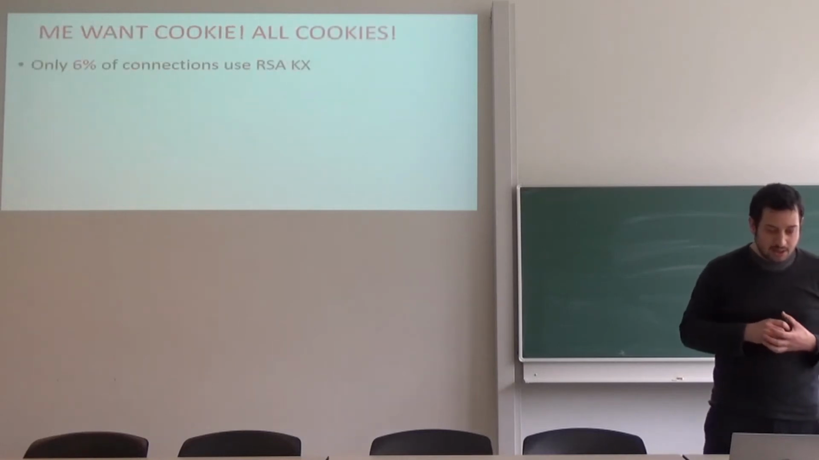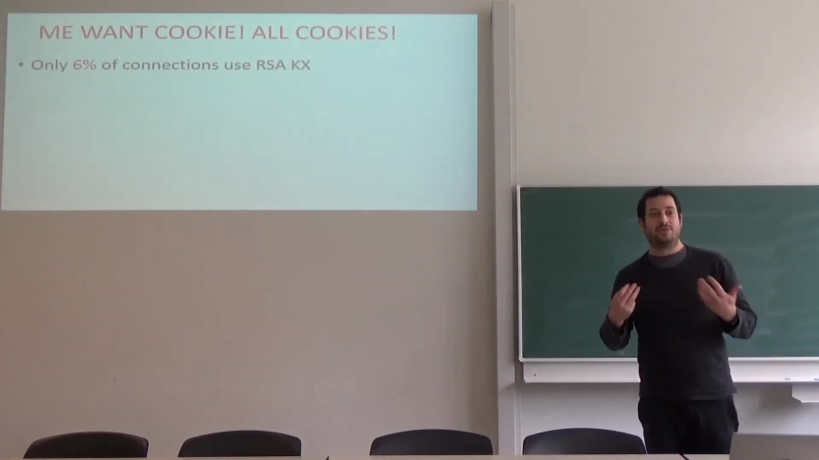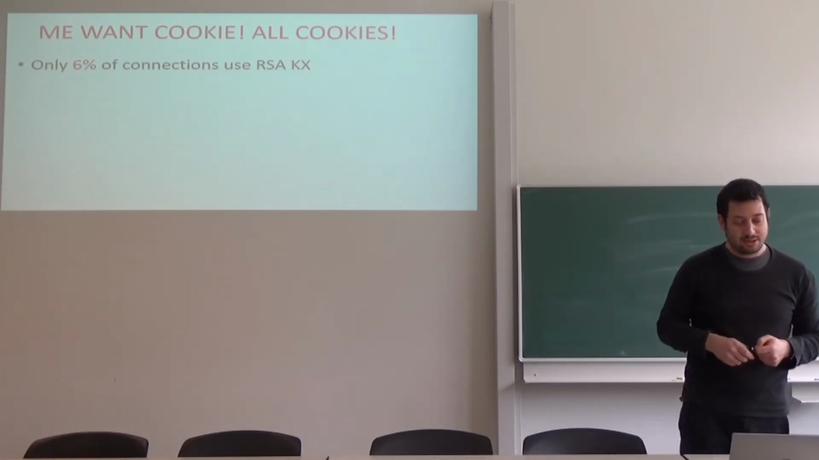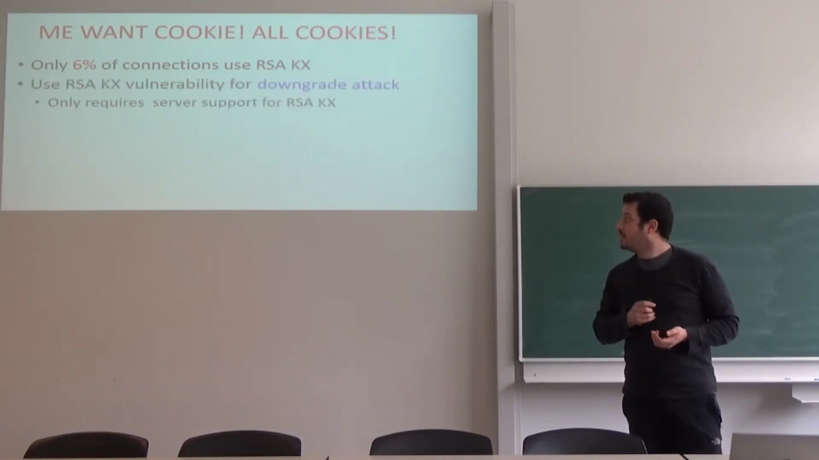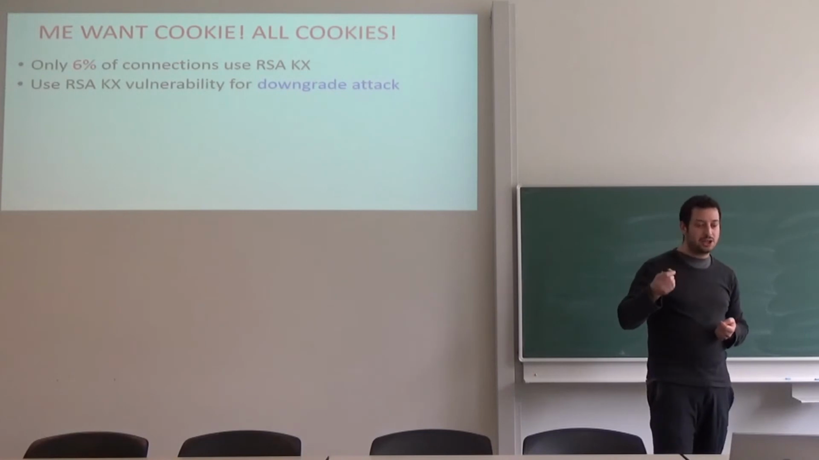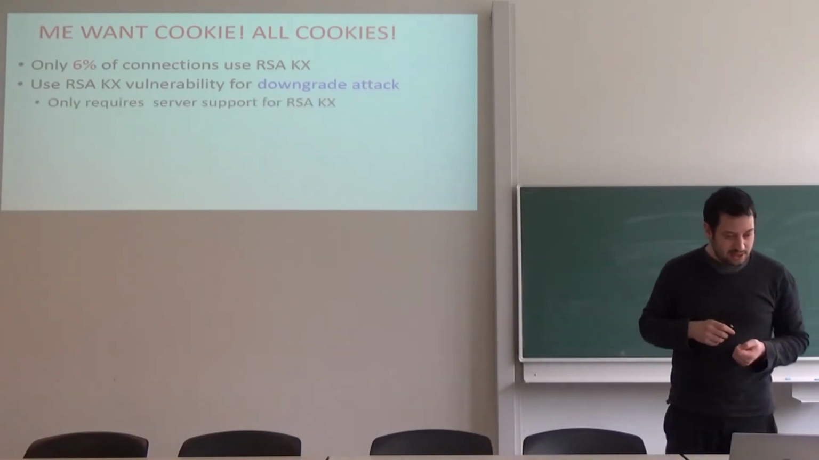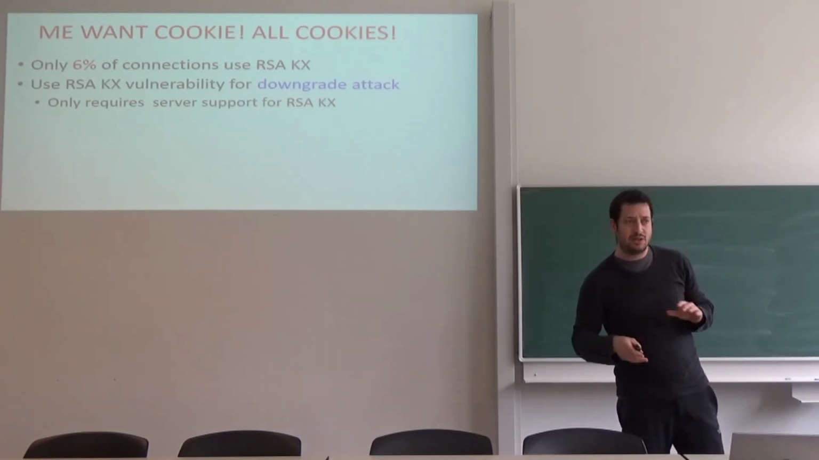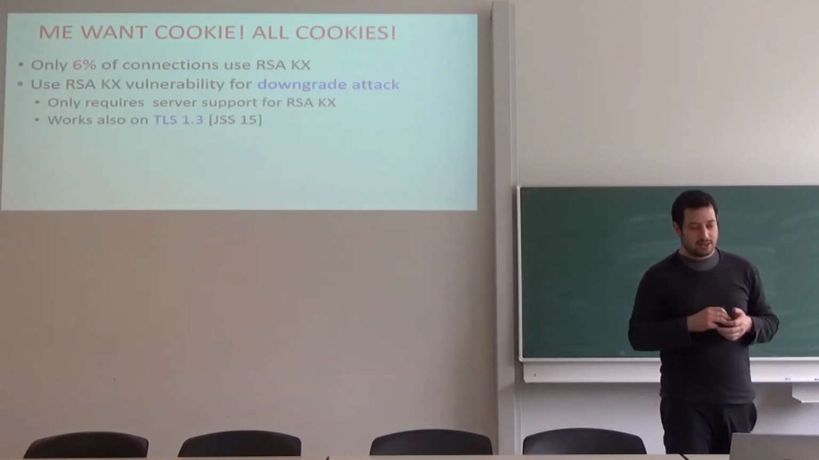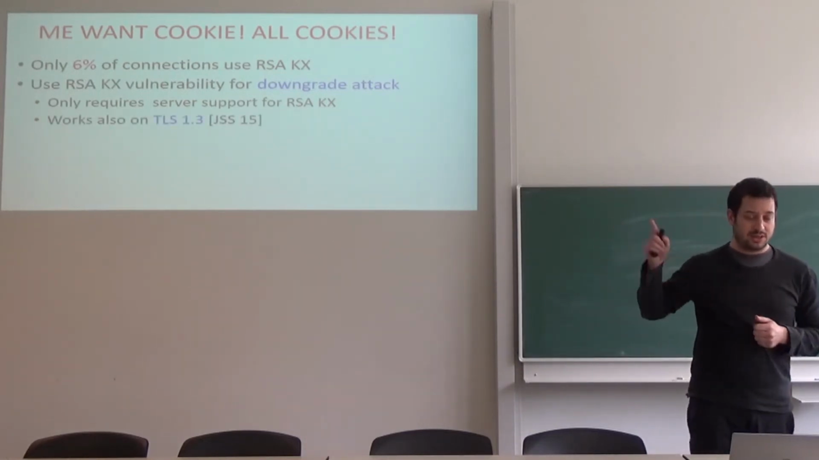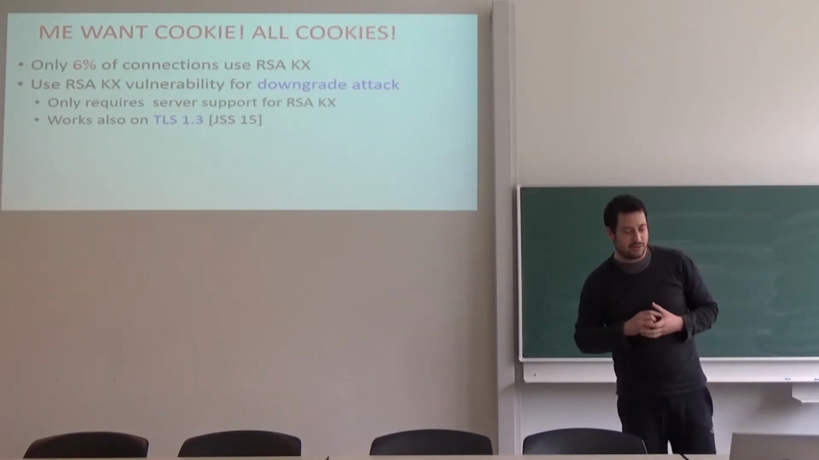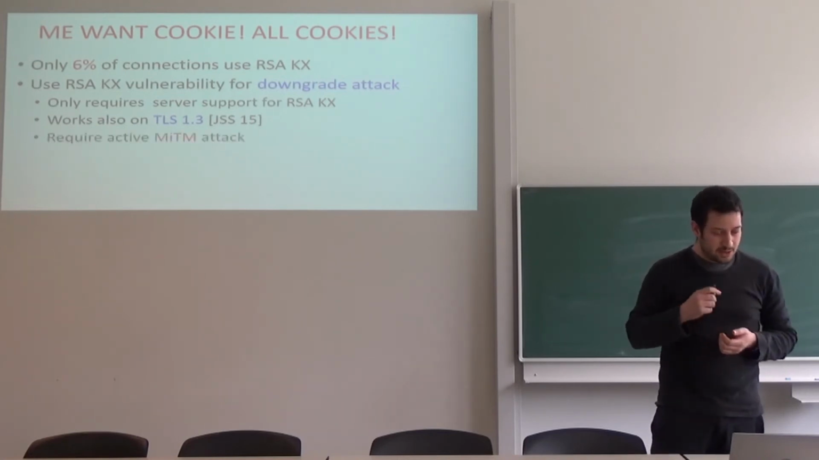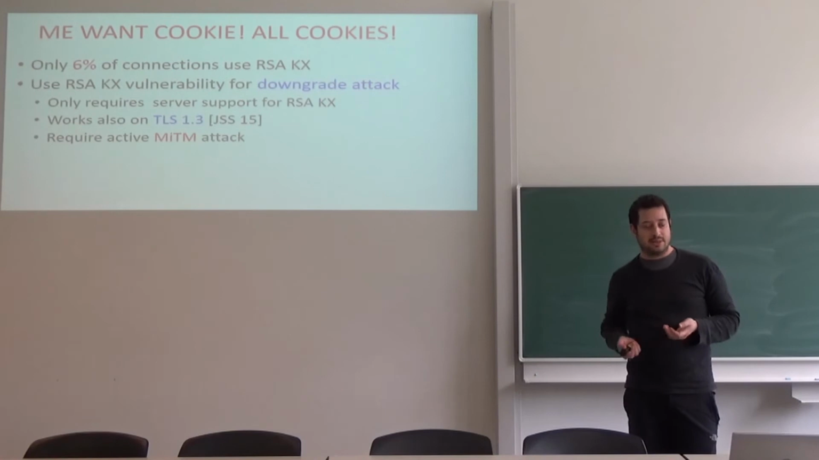So that's nice. However, we are very greedy and we want all of the cookies. As I mentioned before, only 6% of the users actually use RSA Key Exchange, so we can't get a lot of the cookies. And so what we want to do is use this RSA Key Exchange for a downgrade attack. Basically, the only thing that is required is that the server supports RSA Key Exchange. We don't even care if the client supports it or not. And it also works on TLS 1.3, which is the latest version. This was shown already in 2015. This is currently the only known way to do a downgrade attack on TLS 1.3. However, it requires an active man-in-the-middle attack.